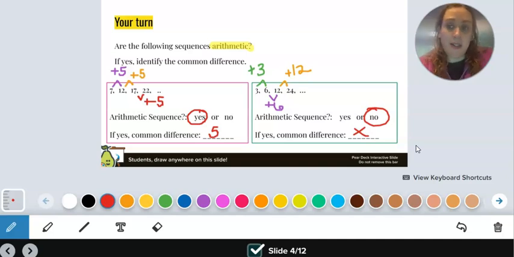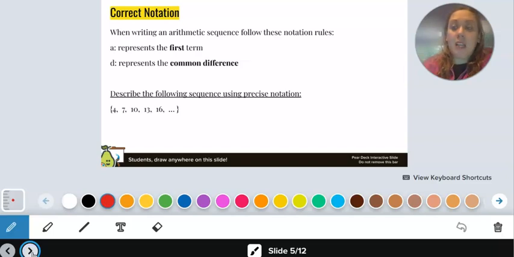It's still a sequence, right? And there is a little bit of a pattern happening, but it's not specifically an arithmetic sequence. And then push ahead to slide 5 when you're ready. And if at any point you need to pause the video to get caught up on notes, please always do that.